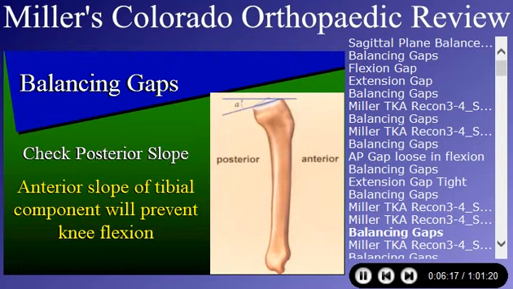Last thing, remember posterior slope. This is on the in-training last year. It's a great test question. If you have an anterior slope on your tibial component cut, then you're not going to bend your knee. So the first thing you always do is check your posterior slope. You got to make sure that your posterior slope's anywhere between 6 to 9 degrees. Some say 6 to 10 degrees.